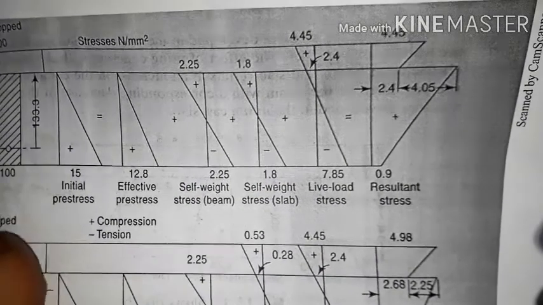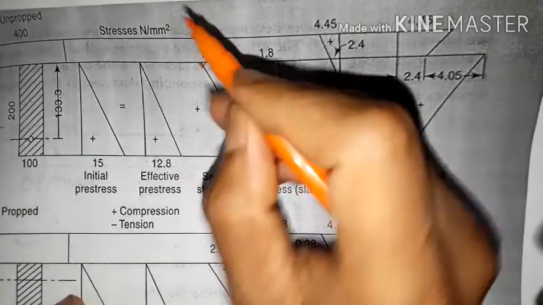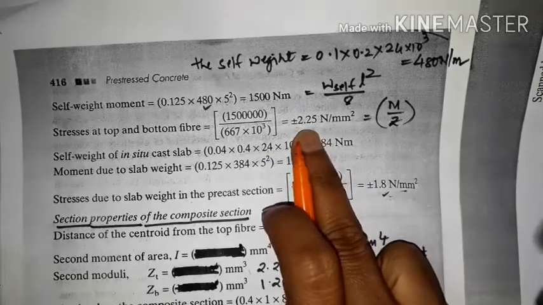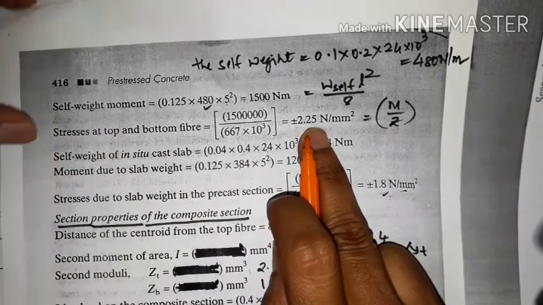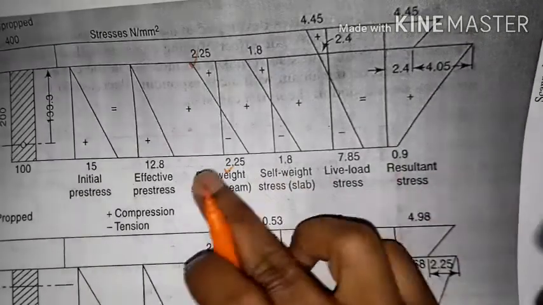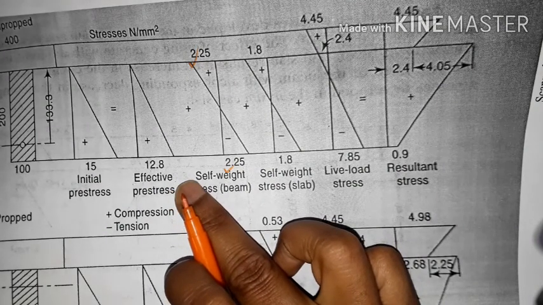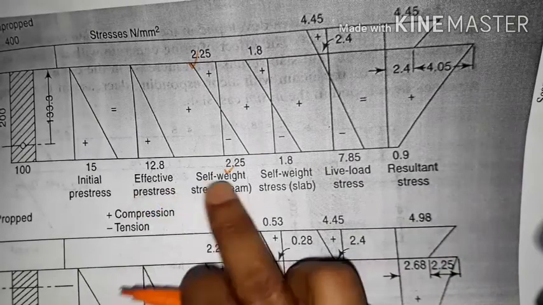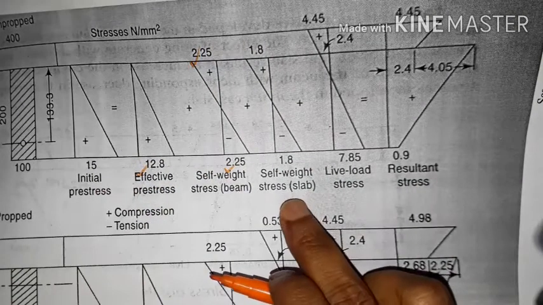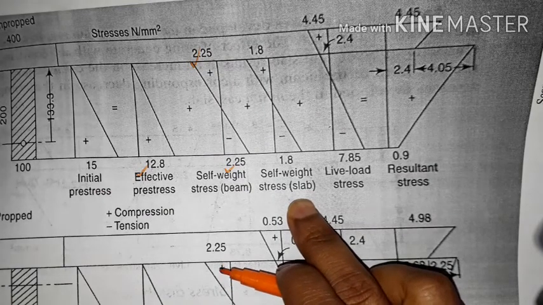So we have got the stress due to self weight 2.25, plus or minus 2.25. We have got the stress due to self weight, that is 2.25 Newton per mm square. Then after that, stress due to the effective pre-stress as 12.8. So 12.8 you have to use due to pre-stress, then due to the self weight of slab, you have got 1.8 and 1.8.